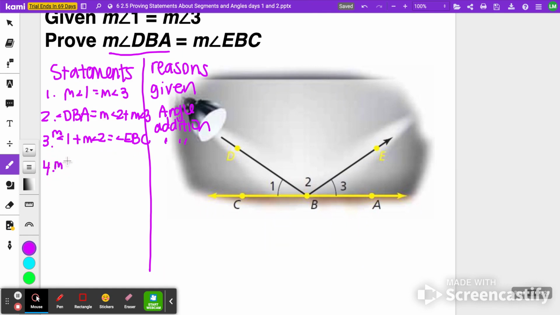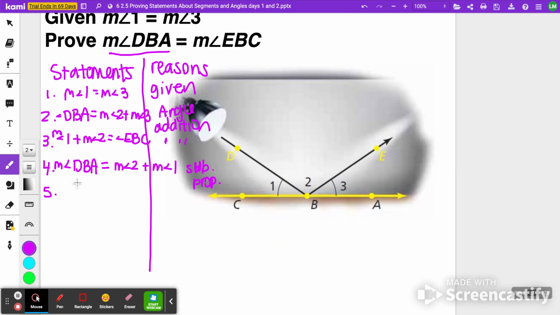So the measure of angle DBA can be equal to the measurement of angle 2 and the measurement of angle 1, right? Because 1 and 3 are equal. This is the substitution property. Okay.